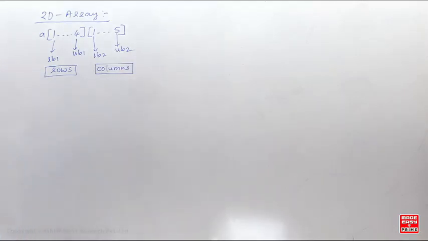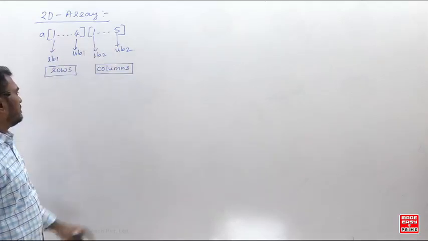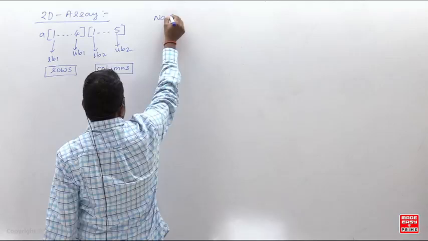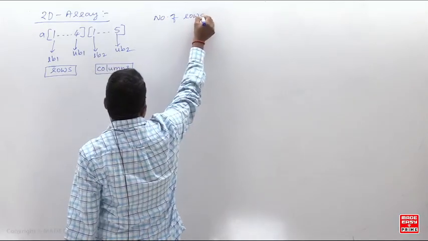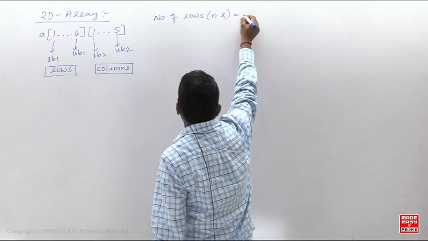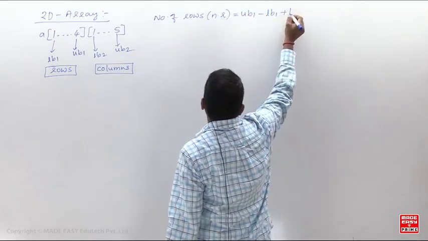Okay. So how many rows are there? Number of rows is 1 to 4. Number of columns is 1 to 5. So if you want to find out the number of rows, NR, the formula will be UB1 minus LB1 plus 1.